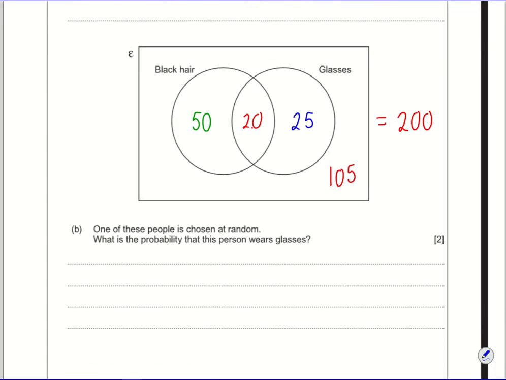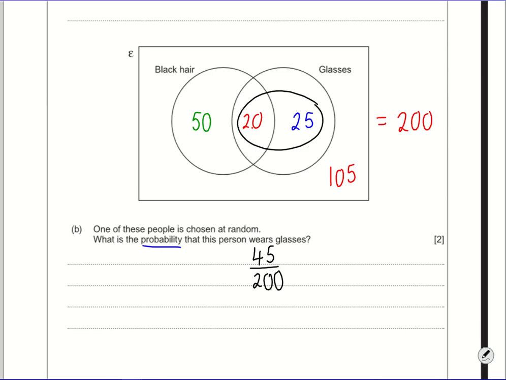One of these people is chosen at random. What is the probability, we're looking for a fraction, that this person wears glasses? Now a lot of people will rush into this and go for 25 out of 200, but remember those people in the middle wear glasses as well. So if all I'm interested in is whether they wear glasses or not, my answer is 45 out of 200. It doesn't ask me to simplify that, so I'm not going to bother. It would be 9 over 40, but if you try to simplify and make a mistake, you can be penalised. So unless it says to, maybe it's not worth the hassle.